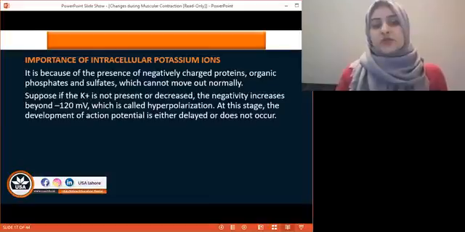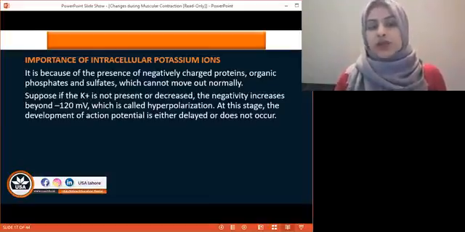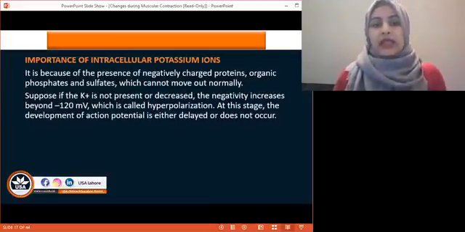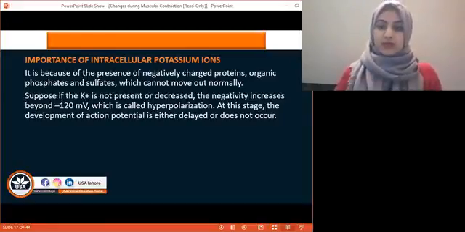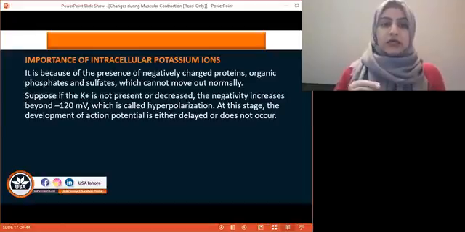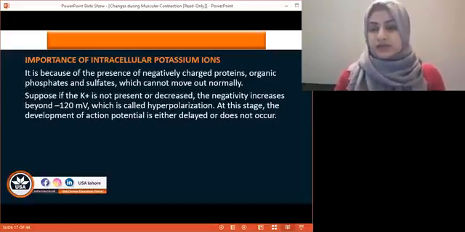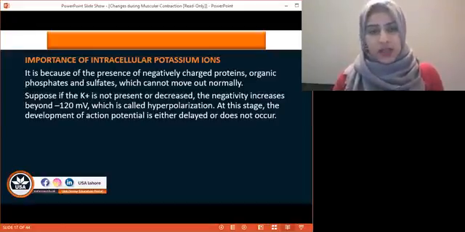Suppose the potassium is not present or is decreased, the negativity increases beyond 120 millivolts, which is called hyperpolarization. And at this stage, the development of action potential is either delayed or does not occur. So, in order to maintain the resting membrane potential, it is very important for potassium ions to maintain the negativity inside the cell, and they always maintain the negativity inside the cell.